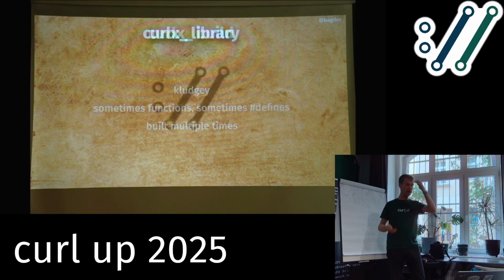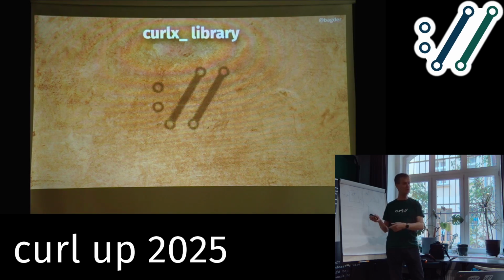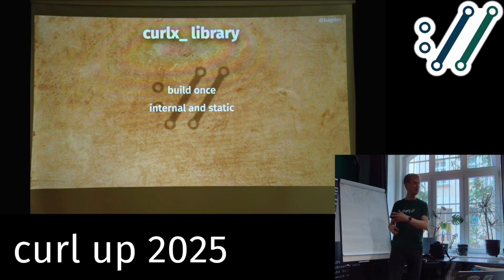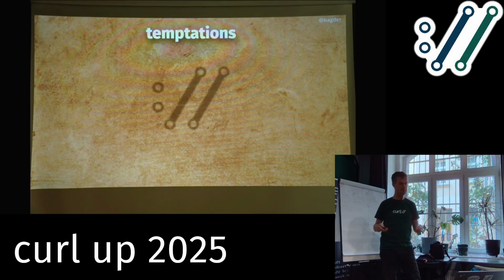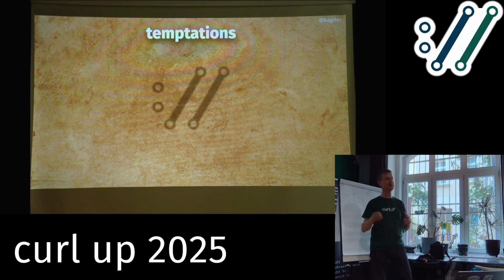And why, when we could make it into a curlx library that is built just once and then linked with all the others? We could have it internal and static only, with no external users, just an internal helper library, and maybe clean things up, fix the build situation and the user situation a little better. I think all of that makes perfect sense, but my biggest scare really is the temptation.